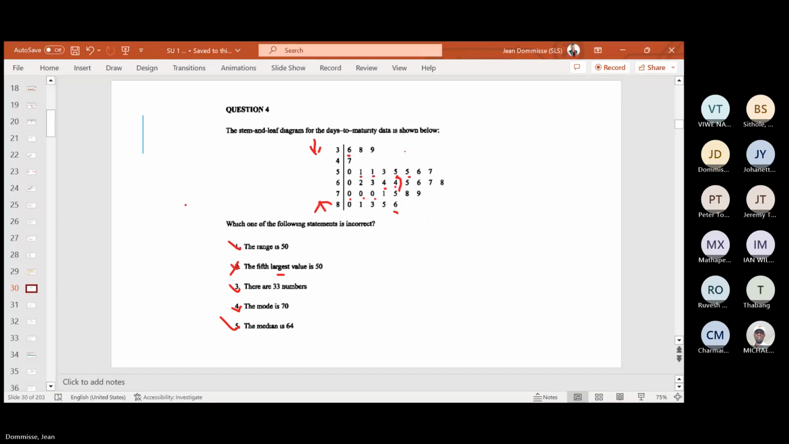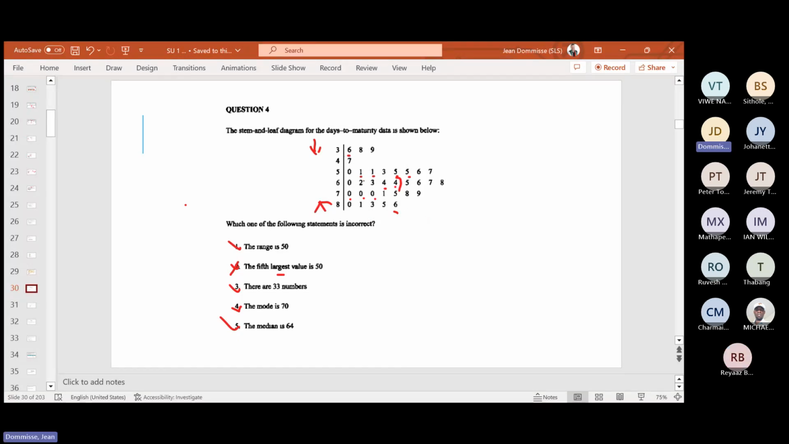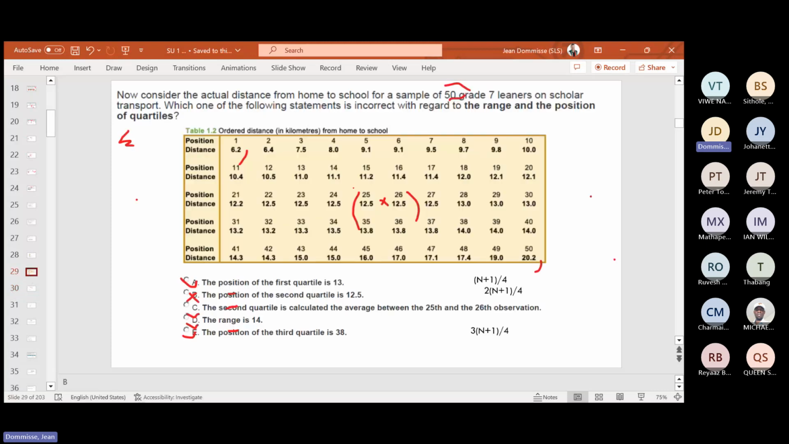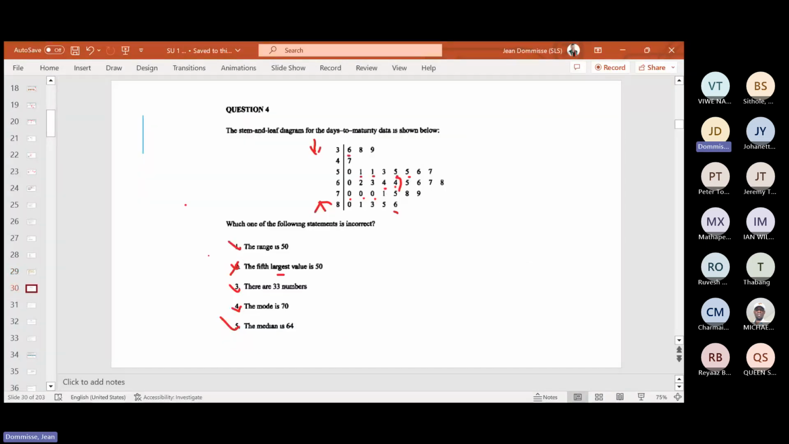It's seldom that they ask quartile work in stem and leaf. I haven't seen any in previous questions. So I'd rather give you a data set like this and ask you the Q1s and Q3s. I haven't really seen that they ask that in a stem and leaf.